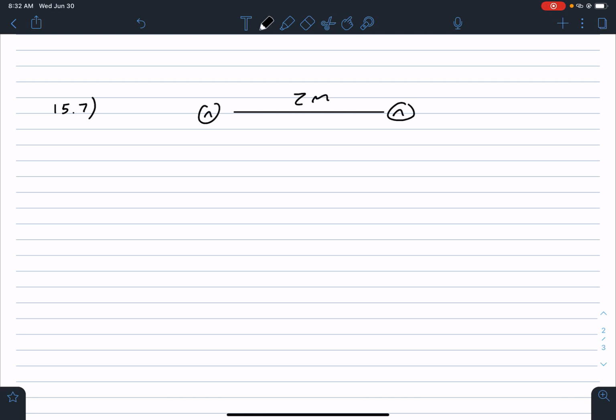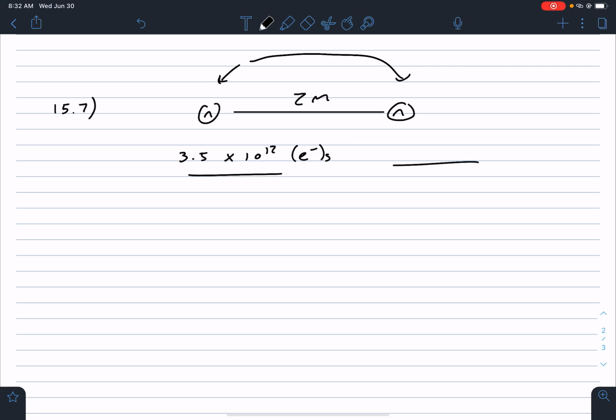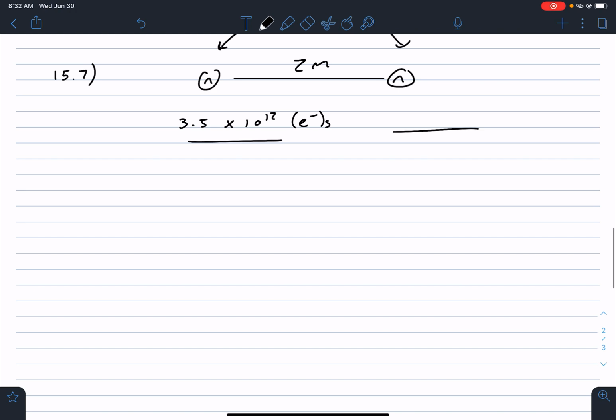That's what it says, uncharged. Then we take 3.5 times 10 to the 12 electrons from this one, and we place it on this one. So this one loses this amount of charge, and this one gains this amount of charge. And now we're asked to determine the electric force between them.